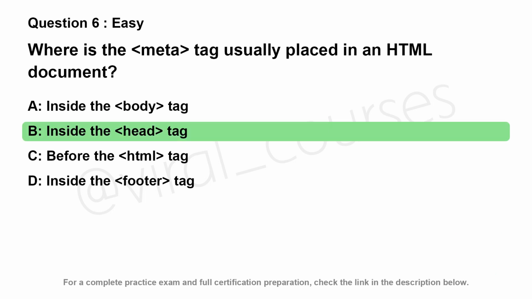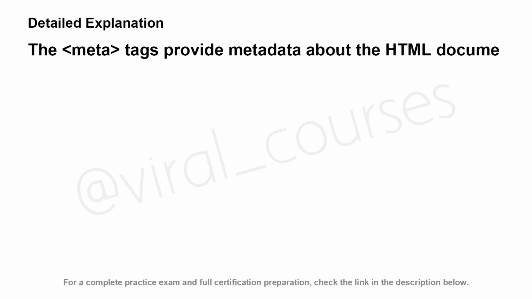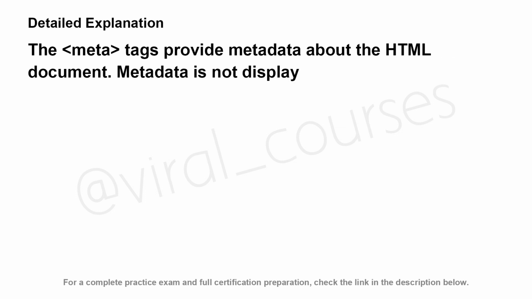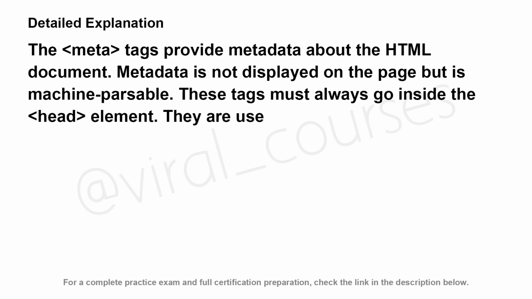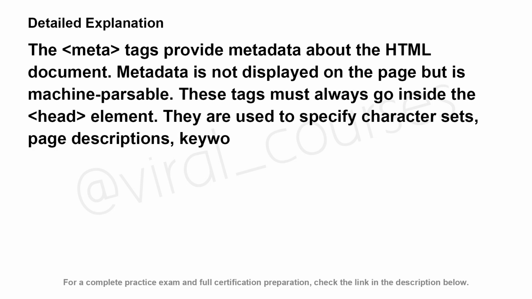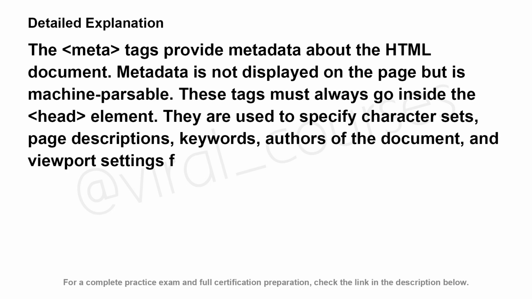The correct answer is B. The <meta> tags provide metadata about the HTML document. Metadata is not displayed on the page but is machine parsable. These tags must always go inside the <head> element. They are used to specify character sets, page descriptions, keywords, authors of the document, and viewport settings for responsive design.